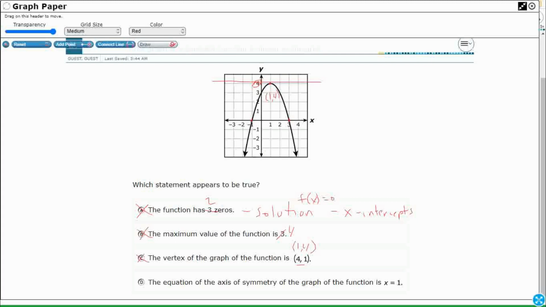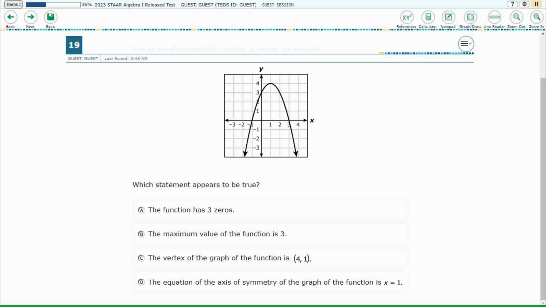The equation of the axis of symmetry of the graph is... now this might be a term they might not be familiar with, axis of symmetry. Think, what is a line that you can draw that cuts this in half, you could fold it over, and it would be equal. It's right there. It goes through the vertex, and it's a vertical line, which means its equation is going to be x equals, and what is that x value? 1. So our answer is D.